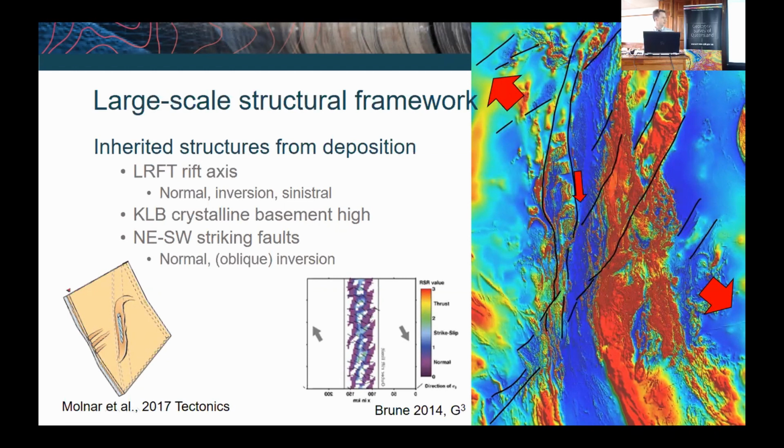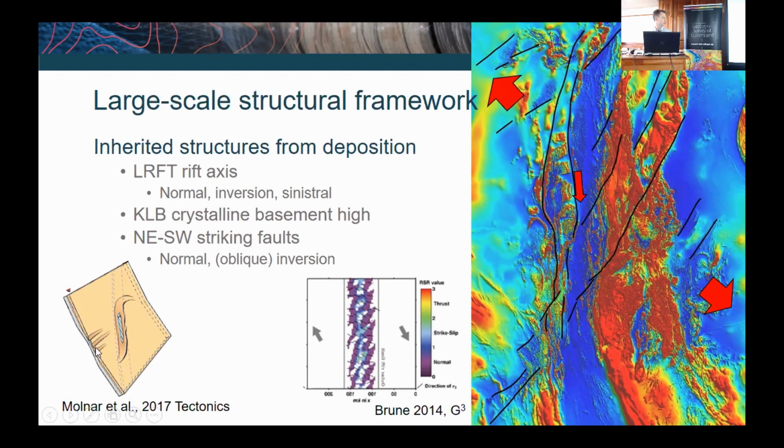And just at the bottom here, some of the other things that I've been looking at is analog modeling. So here's a couple. The one on the left is an analog model of what happens when you extend. This little block is extending northwest to southeast, and you see these second order structures.